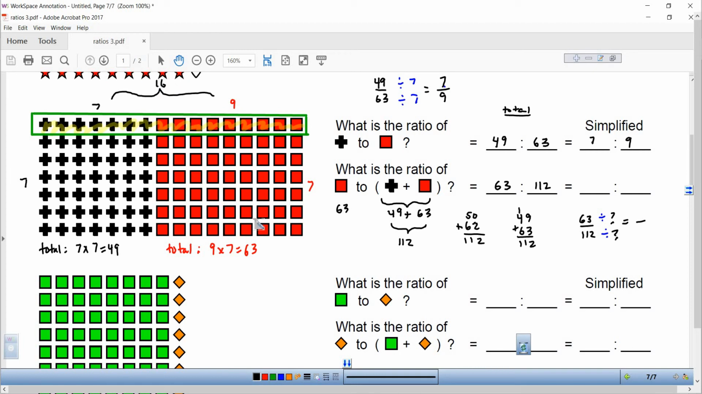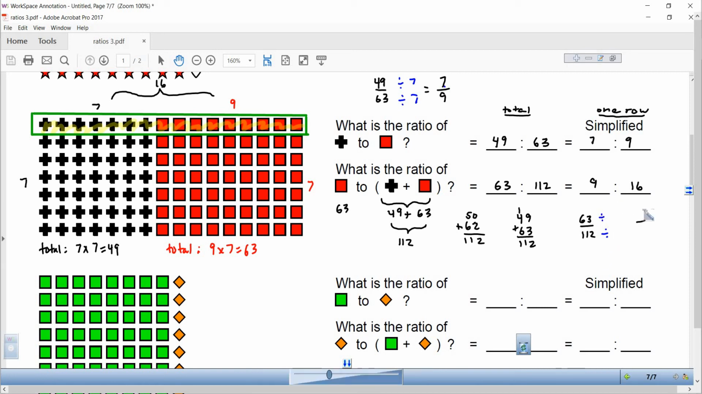There are 16. Do you see in one row? Remember, simplified is one row, right? So one row of the red is 9, right? One row of the red is 9, and total is 16. Makes it so much nicer to simplify.